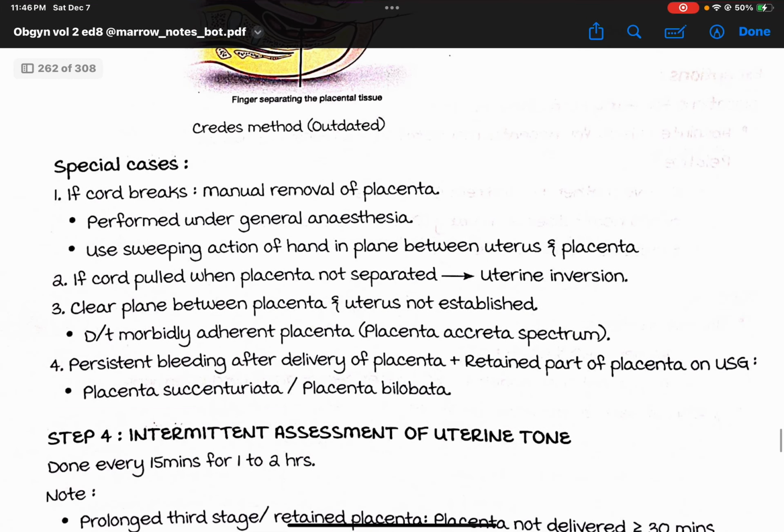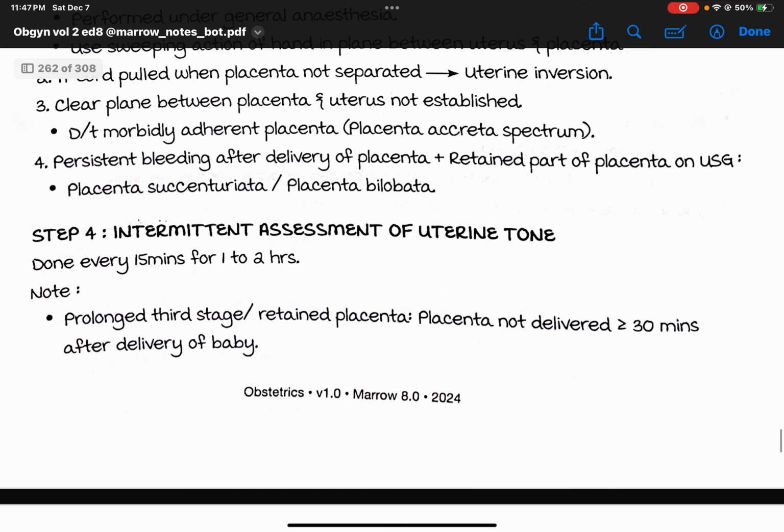Special cases. If the cord breaks, manual removal of the placenta is performed under general anesthesia, using a sweeping action of the hand in the plane between the uterus and placenta. If the cord is pulled when the placenta has not separated, uterine inversion can happen. A clear plane between placenta and uterus is not established in morbidly adherent placenta accreta spectrum. Also consider persistent bleeding after delivery of the placenta plus retained part of placenta on ultrasound, placenta succenturiata, and placenta bilobata.